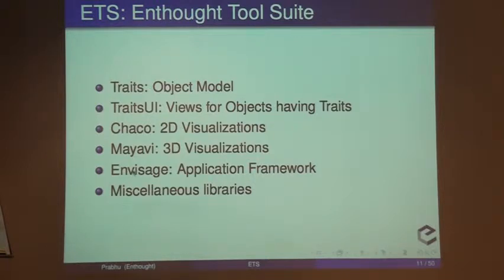So we also have something called Envisage, which is an application framework, and it's modeled closely on Eclipse. The kind of approach that we use is similar to that. So you have plugins, and Envisage basically allows you to build applications that are composed of plugins, which have extension points. So how many of you know Eclipse? And apart from this, there are a bunch of miscellaneous libraries. So all of this together, and a bit more that I have not discussed, form the ETS.